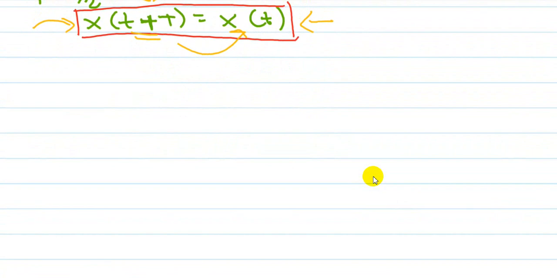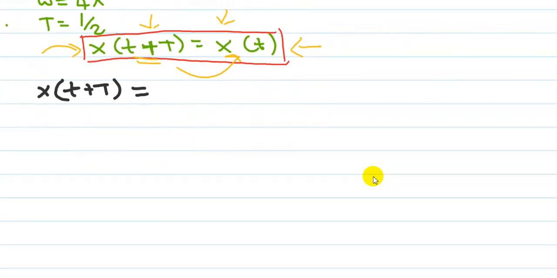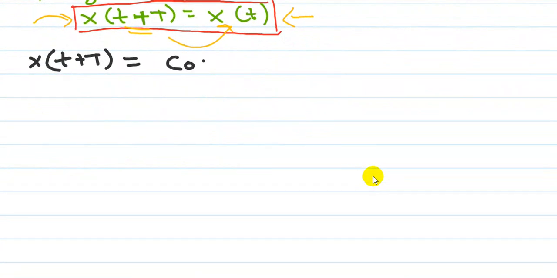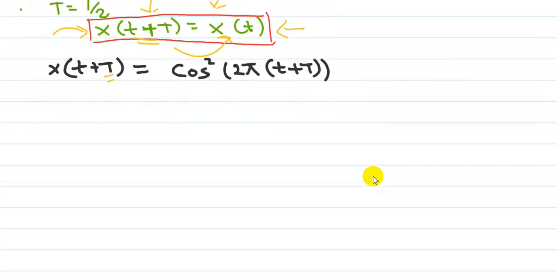Let's suppose we start with the left hand side: x of t plus capital T. So this will be equal to cosine square 2 pi, and now we are adding capital T to the small t, so it becomes t plus capital T. If you want, you can substitute the value T equal to 0.5, which we already calculated, but I will be substituting it in the next step.